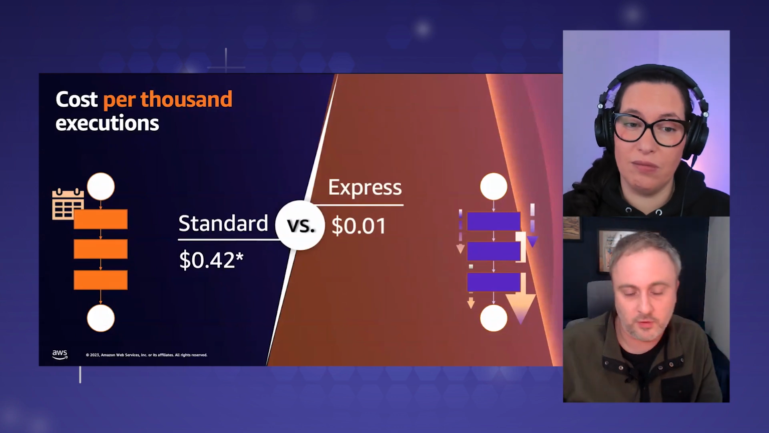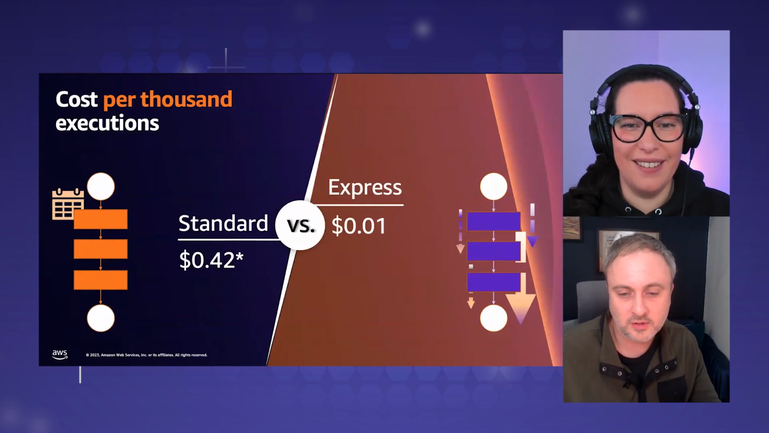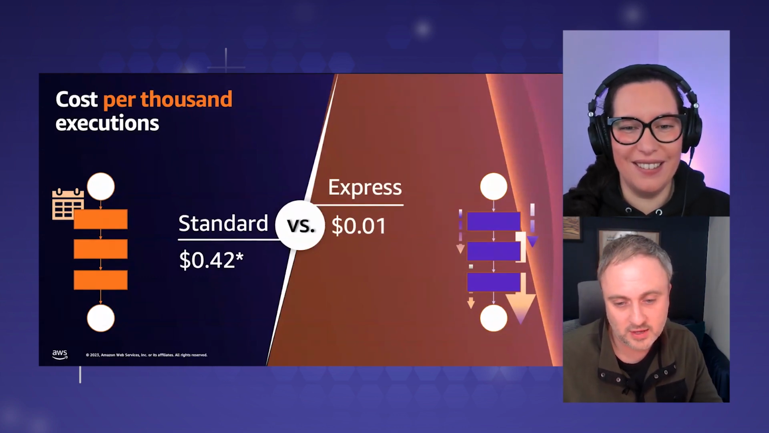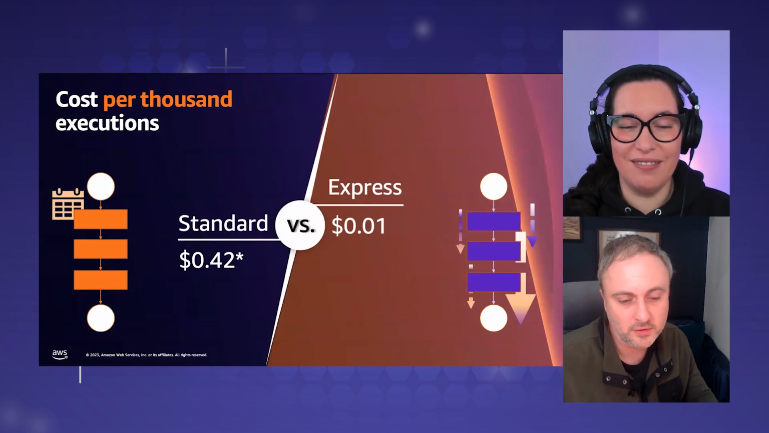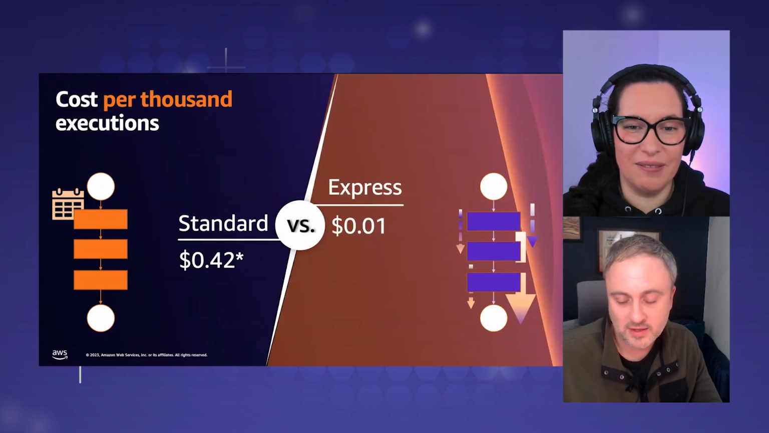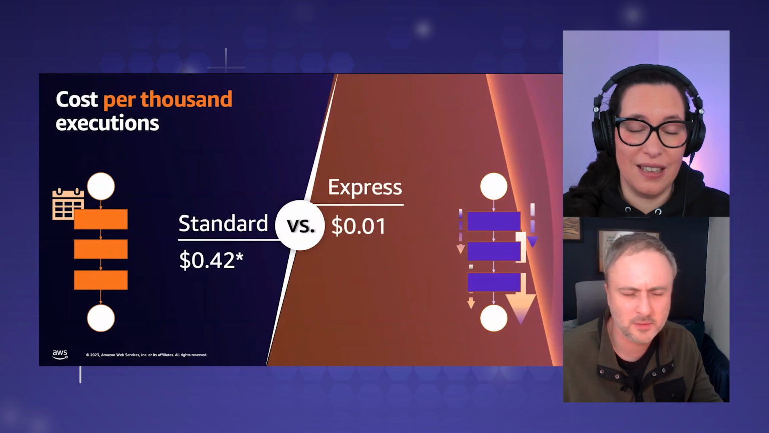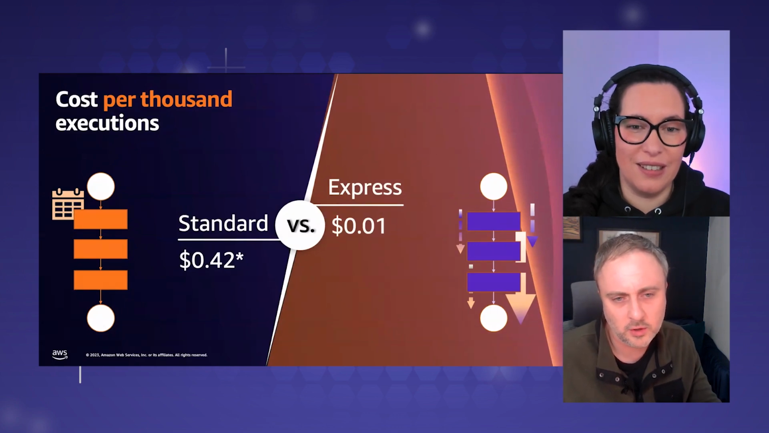So the standard workflow, when run 1,000 times, costs 42 cents for those 1,000 executions, whereas the express workflow costs 1 cent. Now, it's exactly the same workflow definition, producing exactly the same results. And in fact, the express workflow completed about half a second quicker on average. That takes about 11 seconds for the whole workload to run.